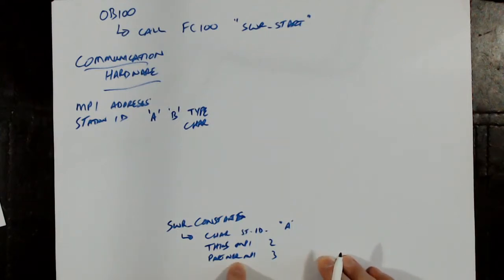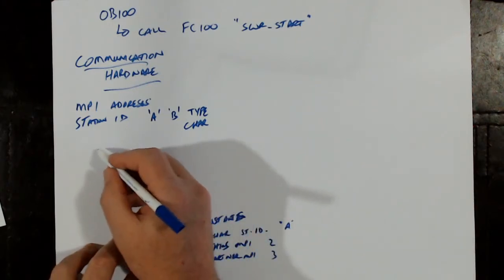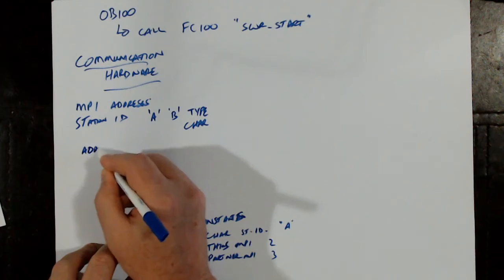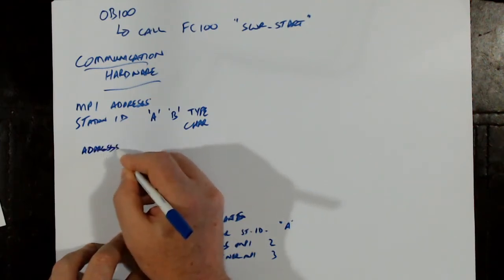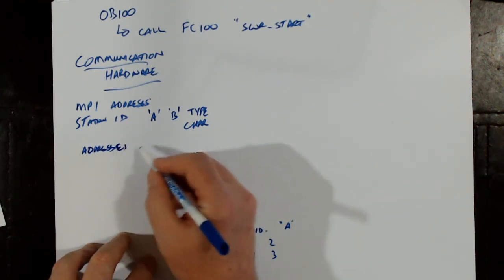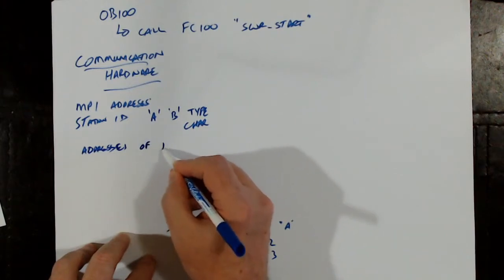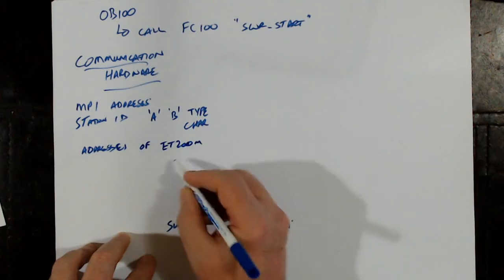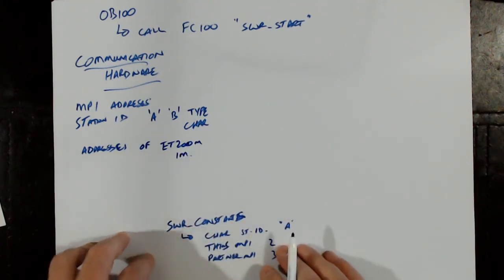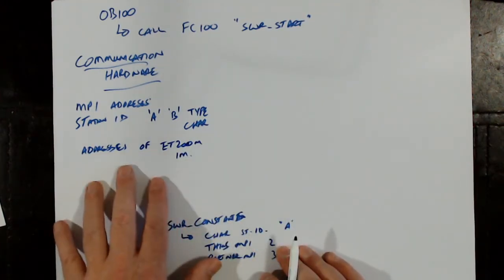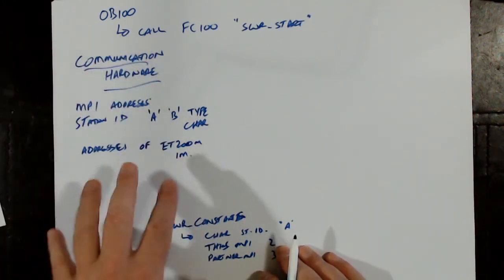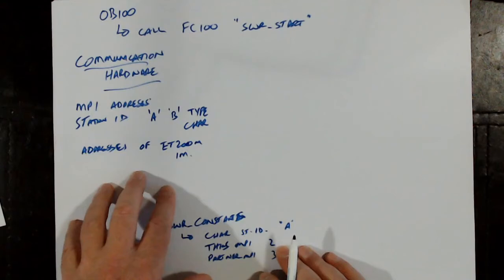Carrying on. We've got all the communication hardware and the station IDs. We also need to know the addresses of the ET200 interface modules. We need to know all the addresses of the interface modules. That defines the communication hardware that we're going to use.